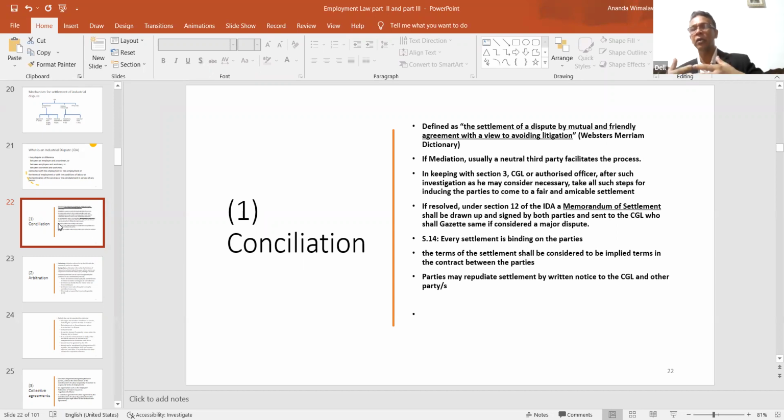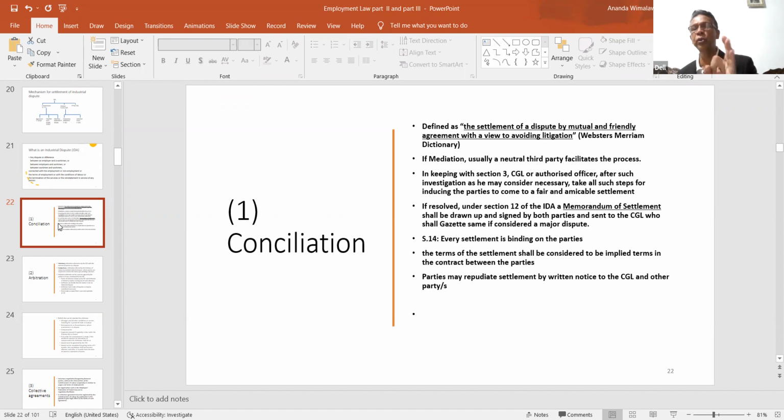So if they agree to refer this matter to an arbitrator to settle through arbitration. Arbitration is a litigation process, not voluntary. Even though it is a voluntary arbitration, whatever it is, it is a litigation process. So then the matter will be referred to an arbitrator. There is a pool of arbitrators in the Labor Department registered. So one of them will be selected and the matter will be referred.